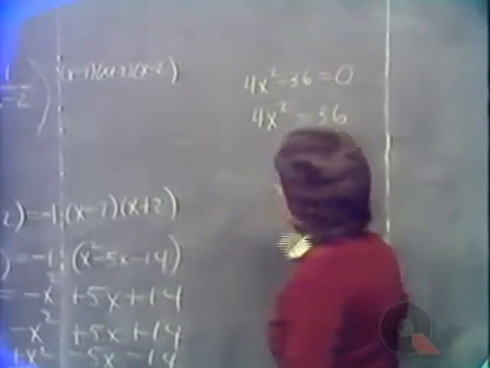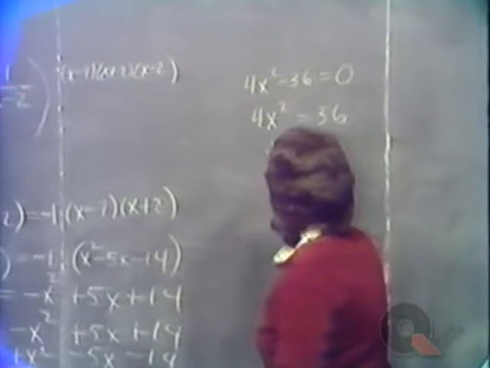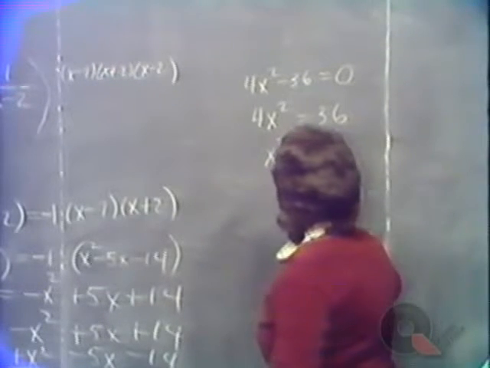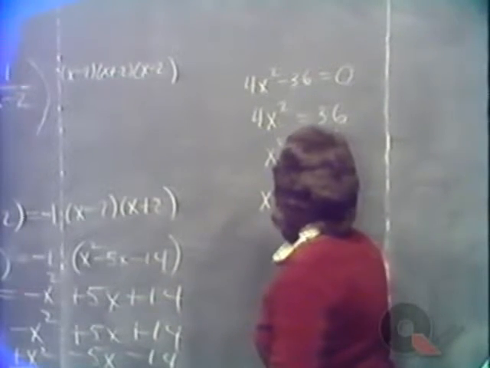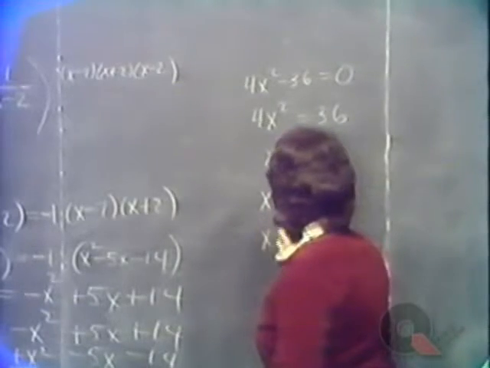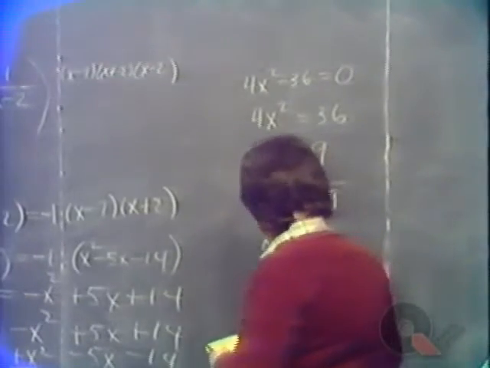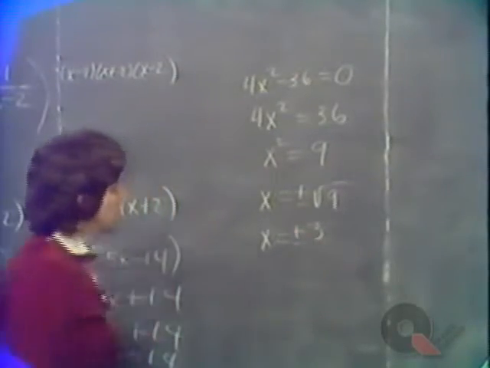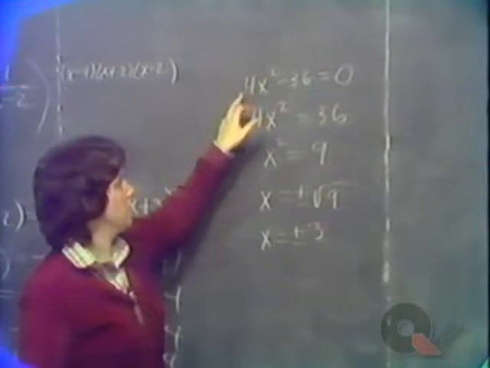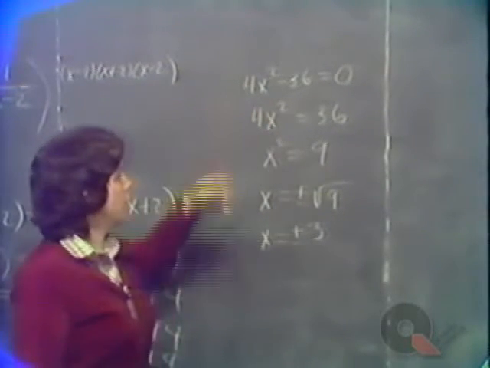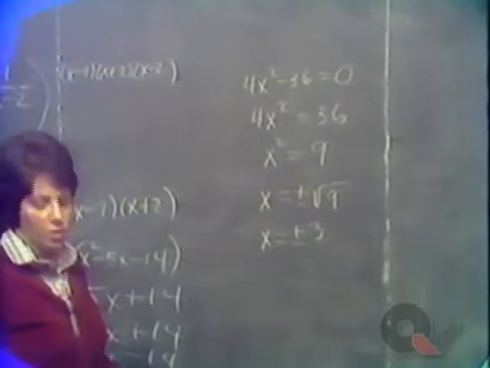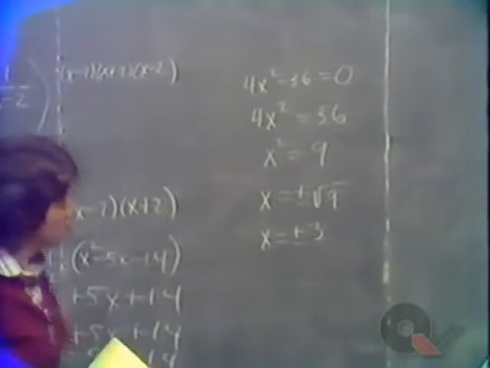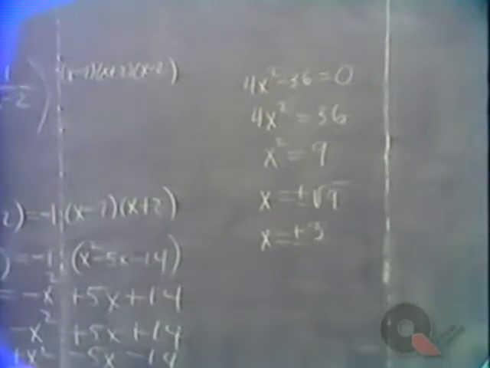We can say 4x squared equals 36, divide both sides by 4, x squared equals 9, x is plus or minus the square root of 9, or plus or minus 3. Two possible answers. Or you could have factored, pulled out a 4, and then it would have factored into x plus 3 times x minus 3. You would have gotten the same two possible answers.